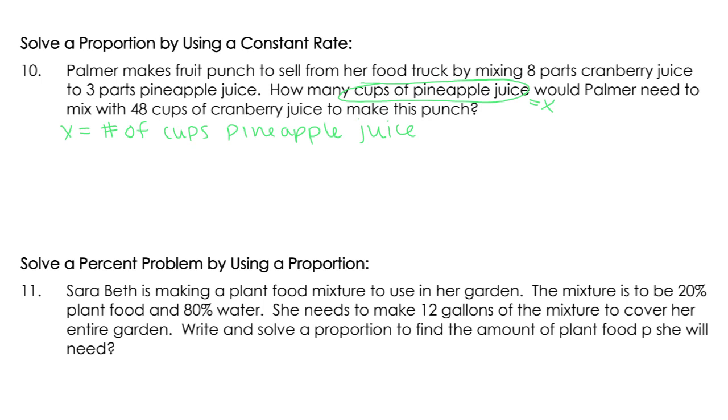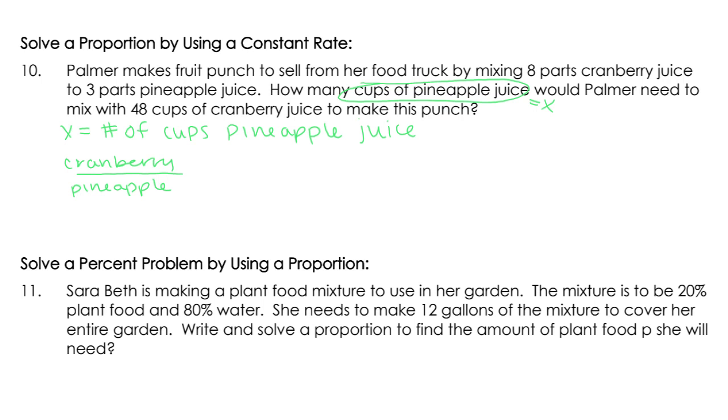So Palmer is making fruit punch to sell from her food truck by mixing cranberry juice and pineapple juice. So it's 8 parts to 3 parts. So basically how we're going to set this proportion up is by putting cranberry juice on top and putting pineapple on the bottom. We're taking the ratio it needs to be, the 8 parts to 3 parts, and then we're going to set it equal to what she's actually trying to make. It's almost like she's doubling or tripling the recipe, but we really don't know because they've only given us 3 different numbers to work with. So setting up a proportion would help us figure that out.